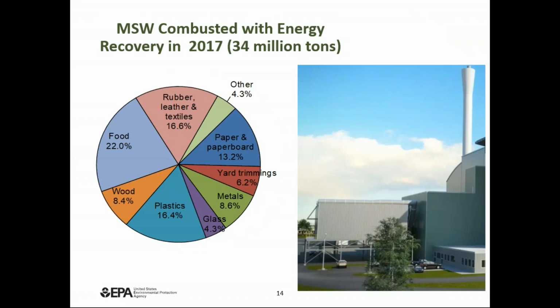Now moving on to combustion with energy recovery, or waste to energy. Food was the largest component of material going to combustion with energy recovery at 22%. This percentage was similar in 2016. Slightly over 16% of MSW going to combustion was from rubber, leather, and textiles, mostly from tires. For example, about 2.7 million tons of tires were combusted in 2017, down slightly from 3 million in 2016. Going back to the pie chart, 16.4% of MSW going to combustion was from plastics, and the percentages for 2016 were similar.